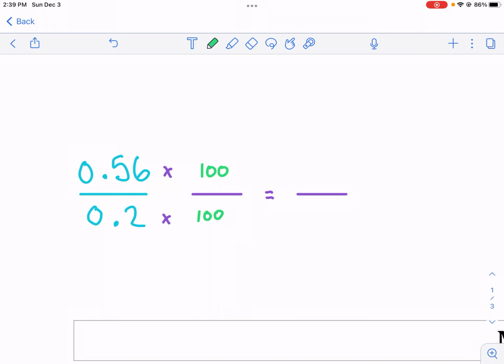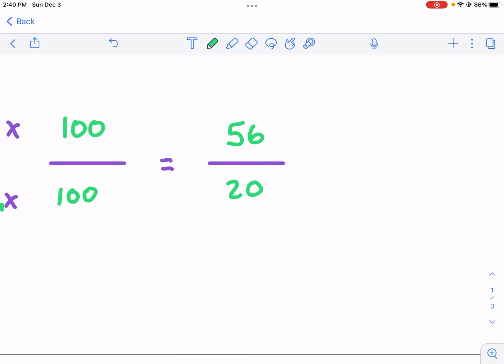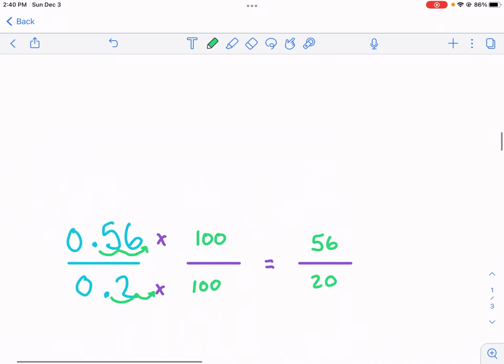If you multiply 0.56 times 100, really what you're doing is moving the decimal place over 2 times. That's what happens when you multiply by 100. So if we multiply this by 100, we'd get the number 56. Same thing with the bottom. If we multiply this by 100, move the decimal place over twice, we'd get 20. So 56 divided by 20 would be the same thing as 0.56 divided by 0.2. 56 divided by 20 looks a little bit easier, I think. So it's just another way to consider.